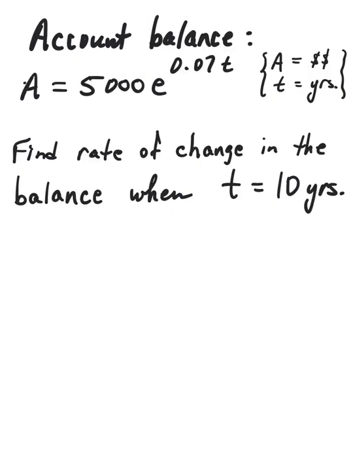The balance A in dollars in a savings account is given by the formula A equals 5,000 times e to the 0.07t, where A is the amount in dollars, t is the number of years the account is active. Find the rate of change in the balance when t equals 10 years. Rate of change is derivative. So let's find the rate of change at any given time t.